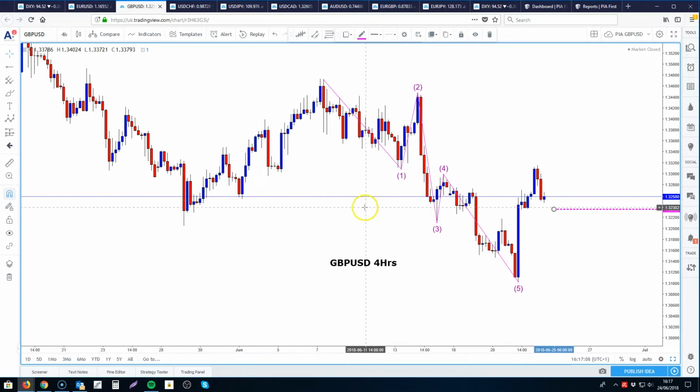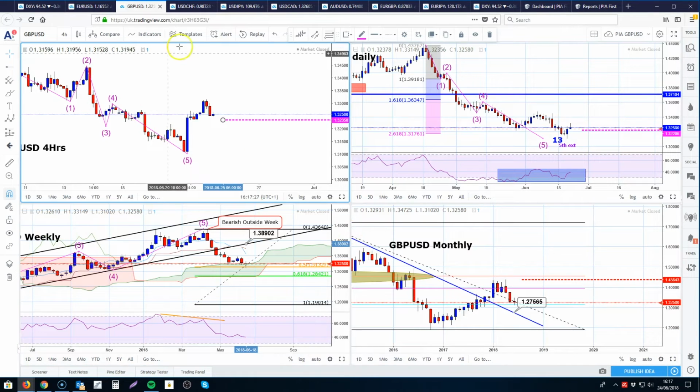In fact, if we go here, we can just see that last leg, very choppy last leg of that Elliott wave formation. And if we look back here, we can see that we've got previous support and there's scope for mild selling, but we think these losses will be limited again in sterling dollar.